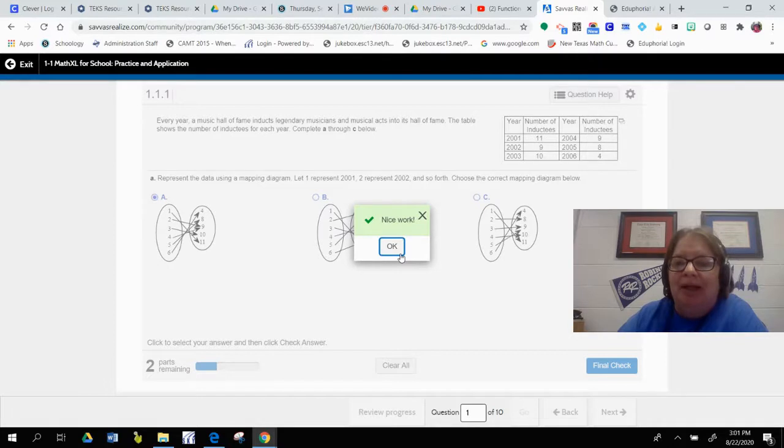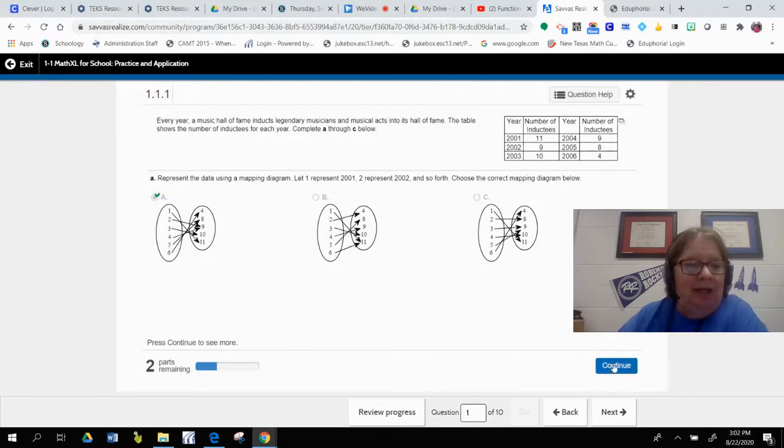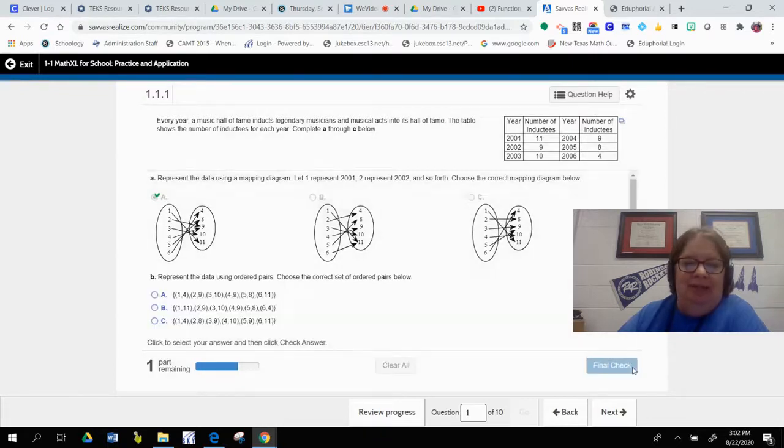So what did we have? Look back up at the table. We had 1 and 11, 2 and 9, 3 and 10. 1 and 11? Nope, not that one, not A. 1 and 11 might be that one. It has to be B. That's the only one that starts with 1 and 11.